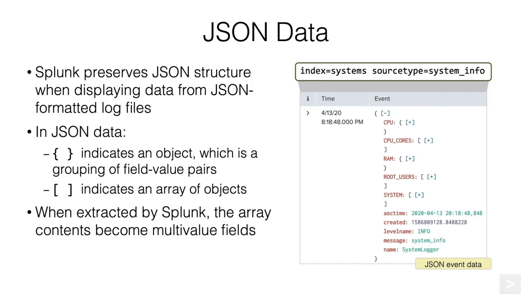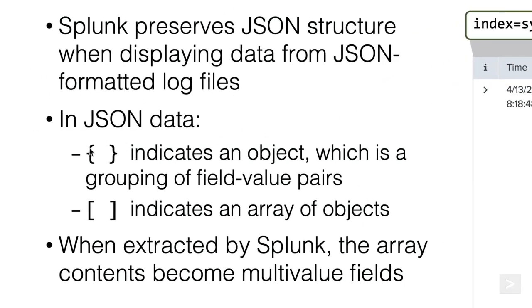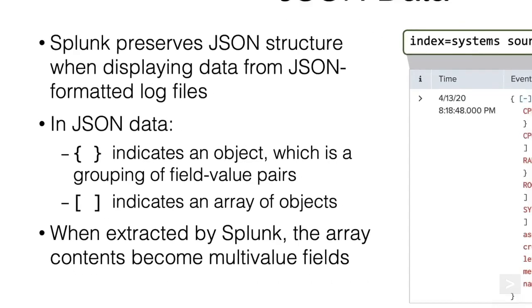A JSON array can contain multiple values for a single field, and curly braces specify an object grouping field value pairs, and within those objects, we may have a set of arrays designated with square brackets. These arrays are what may contain our multi-value fields.